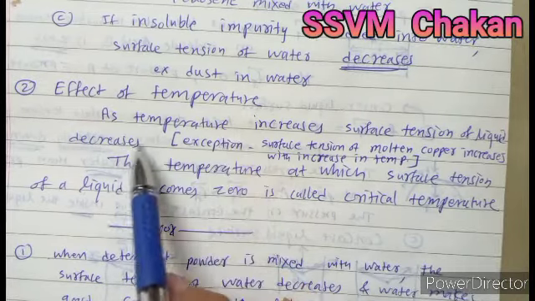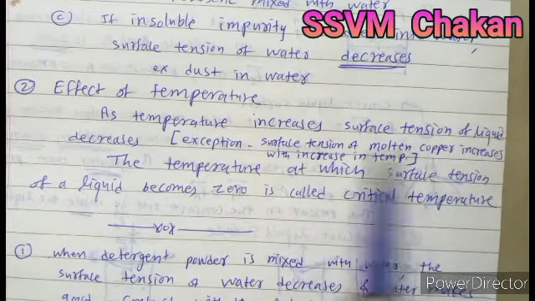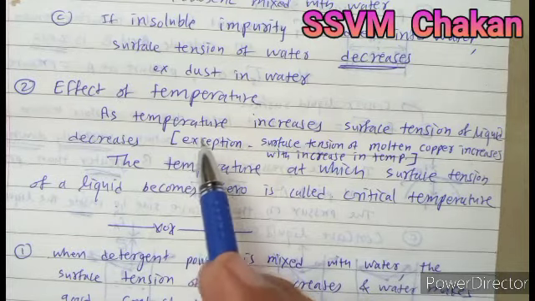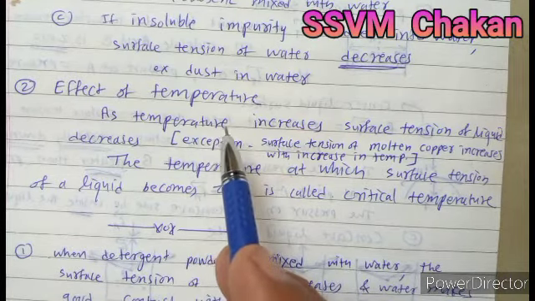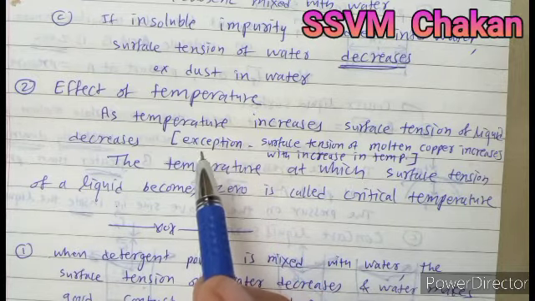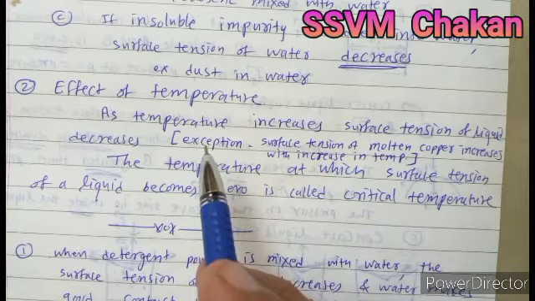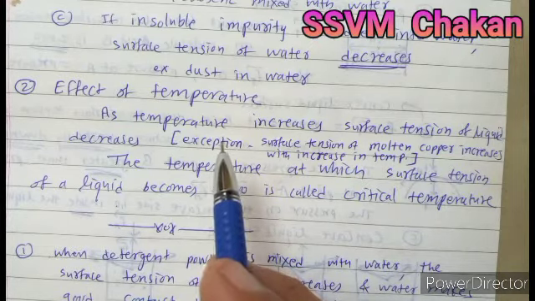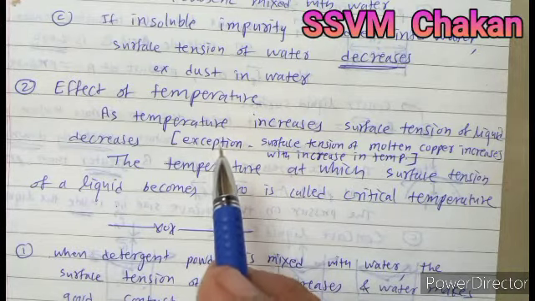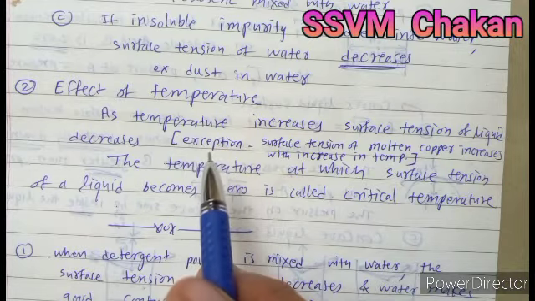Effect of temperature. As temperature increases, surface tension of a liquid decreases. जसं जसं तुम्ही तापमान वाढवणार एखाद्या लिक्विडचं, तसं सरफेस टेन्शन हे कमी कमी होत जाईल. Cold water has a larger surface tension than hot water. So therefore, for a bath we take hot water, not cold water.